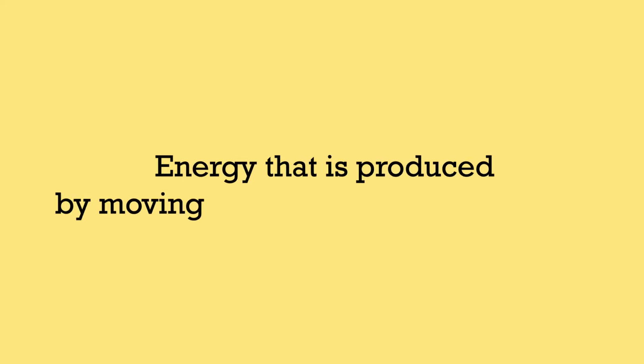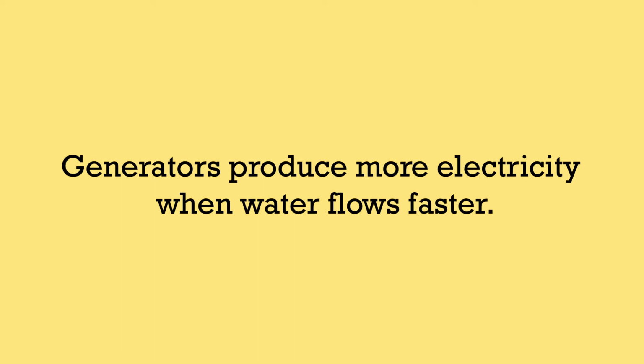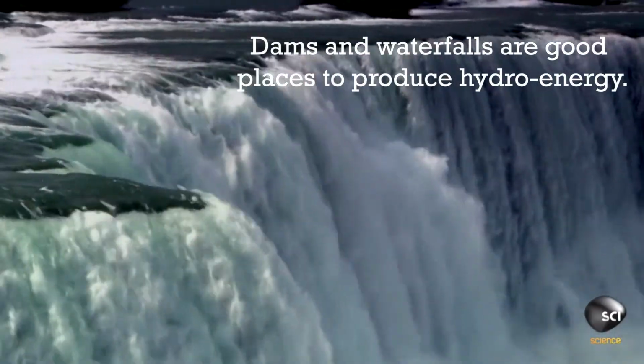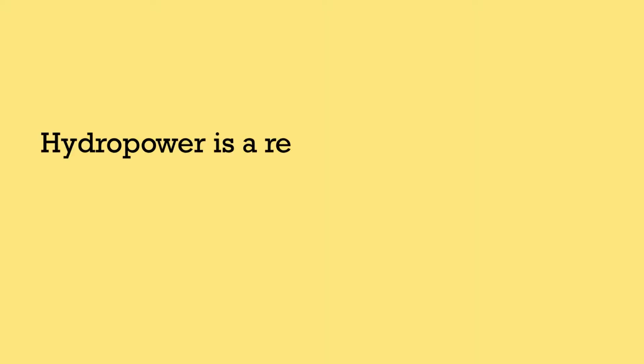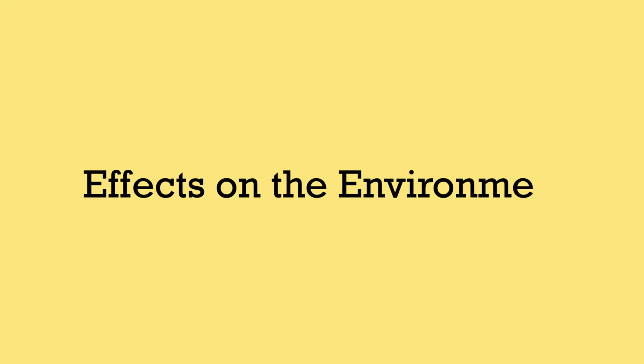Energy that is produced by moving water is called hydropower. Flowing water moves through blades in a turbine, which is attached to a generator that produces electricity. Generators produce more electricity when water flows faster, so dams and waterfalls are good places to produce hydro energy. It is a renewable energy source because water is constantly running through rivers and oceans.